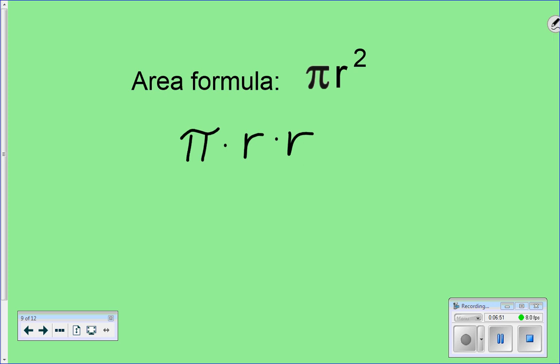You're going to multiply the same number 2 times. Pi, we're using 3.14, times radius. Notice there's no diameter in there. We're only using the radius. So if you were given the diameter, what are you going to have to do? You're going to have to half it. You're going to have to find the radius.